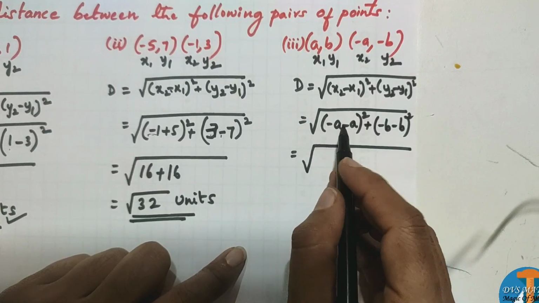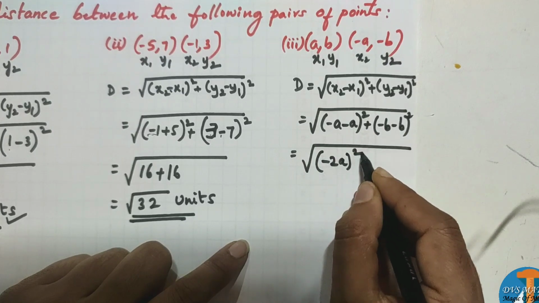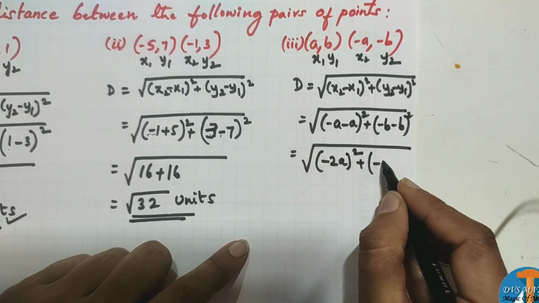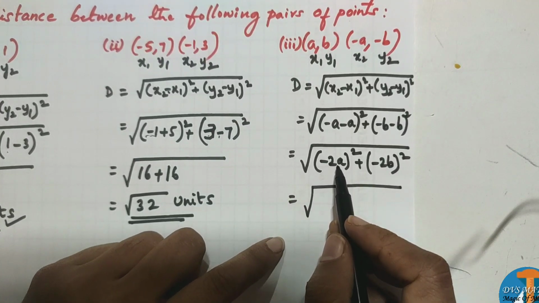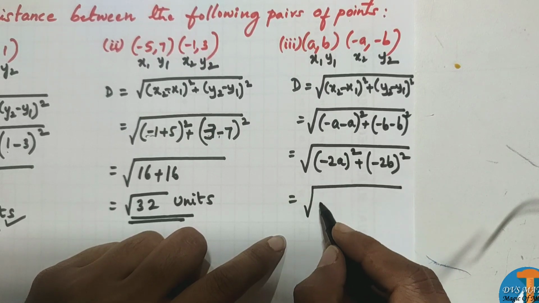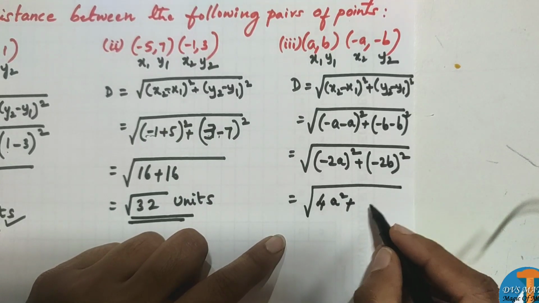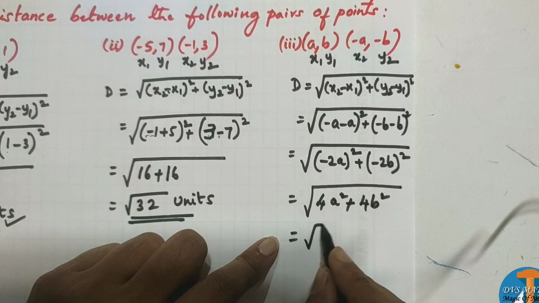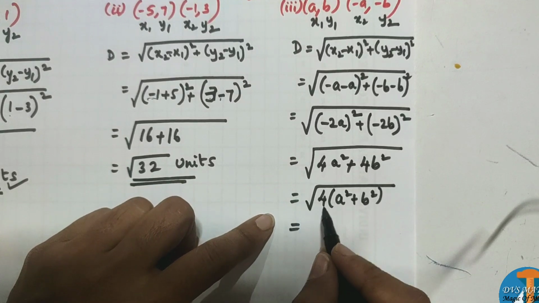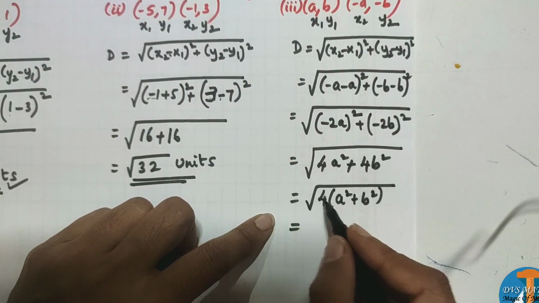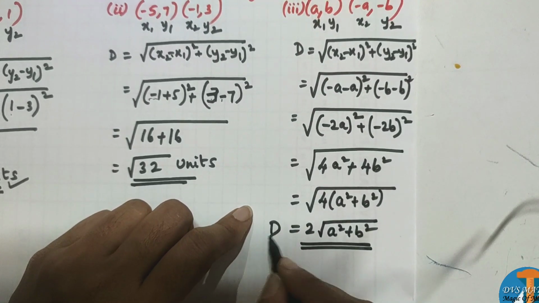Observe here. If you observe, minus a minus a, what is it? It is minus 2a whole square. Plus minus b minus b, it is minus 2b whole square. Now if you simplify this, what is the value of minus 2 whole square? It is 4, so 4a square. Again plus minus 2 whole square, it is 4b square. What is common in both the cases? 4 is common. So the remaining will be a square plus b square. Now if we take 4 out of the square root, yes, 4 is a perfect square, right? So it becomes 2 root a square plus b square.